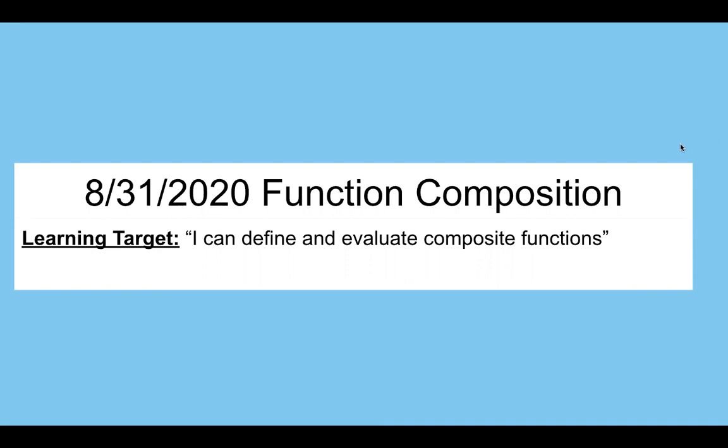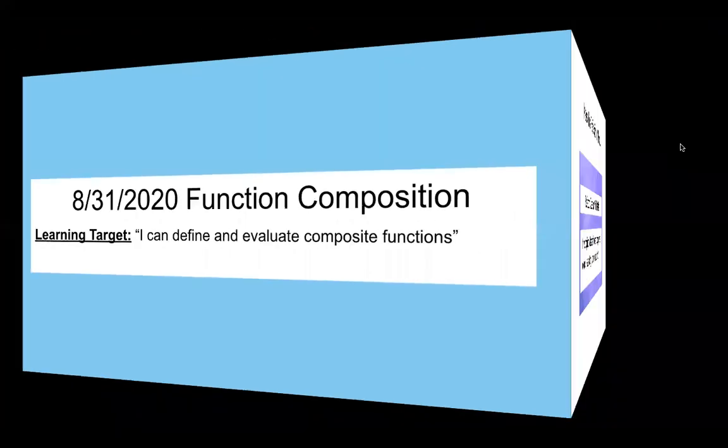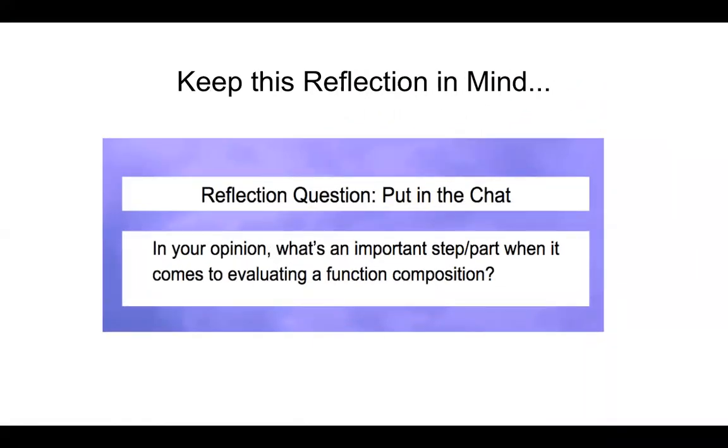All right, cool. So hopefully you got this title down and you wrote down the learning target. And keep this reflection in mind. This one you don't have to write down. This is just a reflection that we might do today or tomorrow once we're done with our little mini segment on this. In your opinion, what's an important step or part when it comes to evaluating a function composition? You don't have to write this down. Just keep it in mind because we will be answering this as a reflection question.